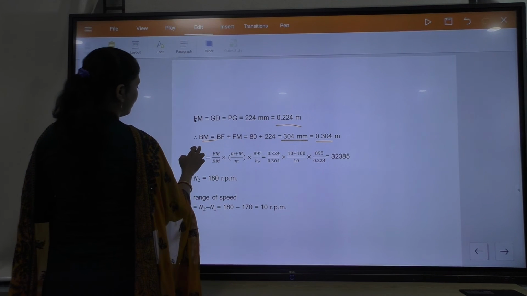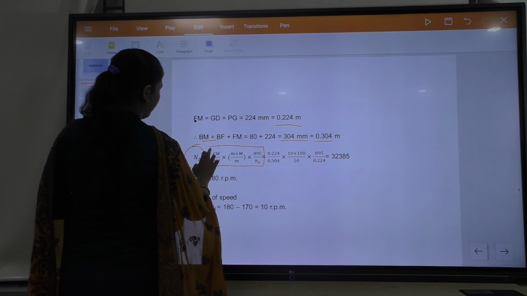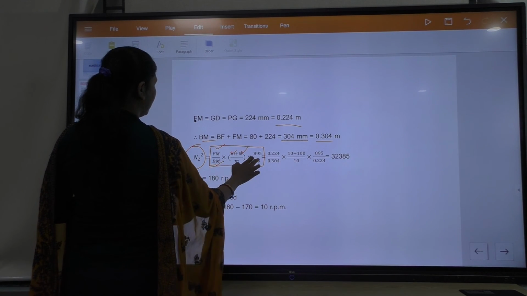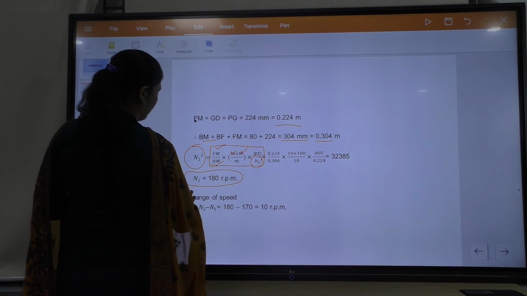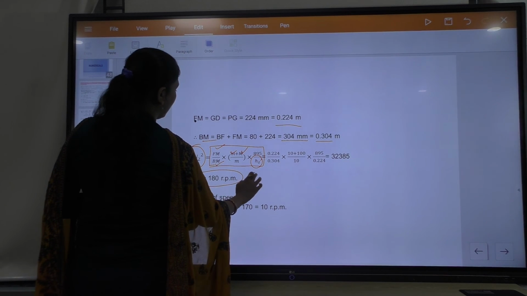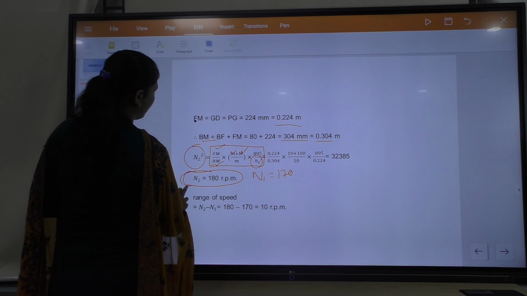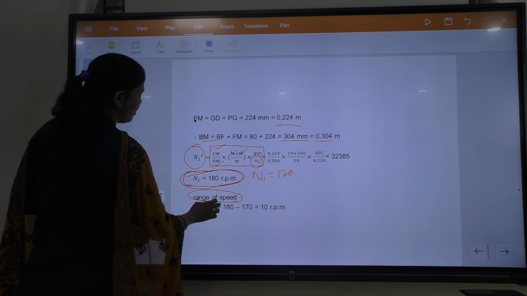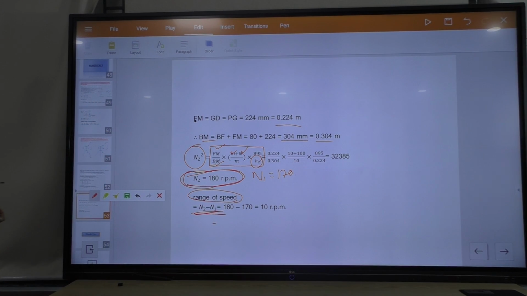So now from this we can calculate the value of N2 using this formula and put the values of Fm, Bm, small m, capital M and H2 here, and we can get N2 equals 180 rpm. We already got the value of N1 as 170 rpm and from this equation we got the value of N2, that is 180 rpm. So now the range of speed will be equal to N2 minus N1, that is 180 minus 170, which is 10 rpm.